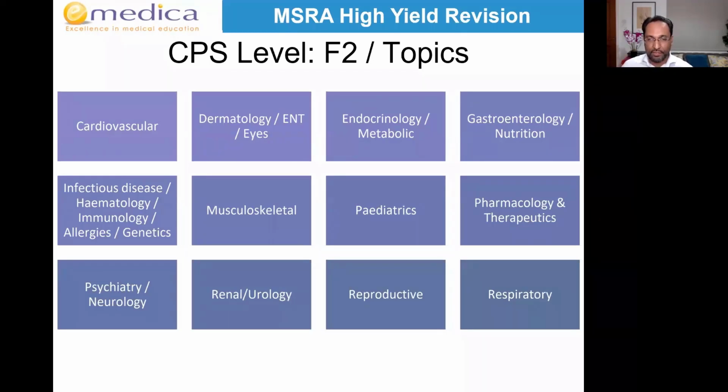These are all the subjects covered in the clinical paper. And the questions will be in about equal proportion of these 12 blocks, i.e. there'll be about as many cardiovascular questions as dermatology, ENT, and eyes combined. There'll be about as many pediatrics questions as infectious disease, hematology, immunology, allergies, and genetics combined. So you can see, you want to allow enough time to prepare such that you've touched on all of these curriculum areas, okay?